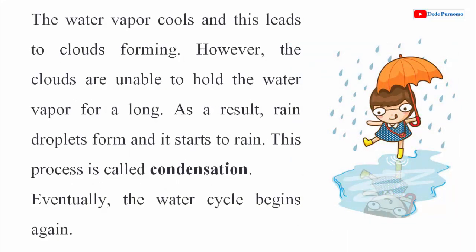The water vapor cools and this leads to clouds forming. However, the clouds are unable to hold the water vapor for long. As a result, rain droplets form and it starts to rain. This process is called condensation. Eventually, the water cycle begins again.